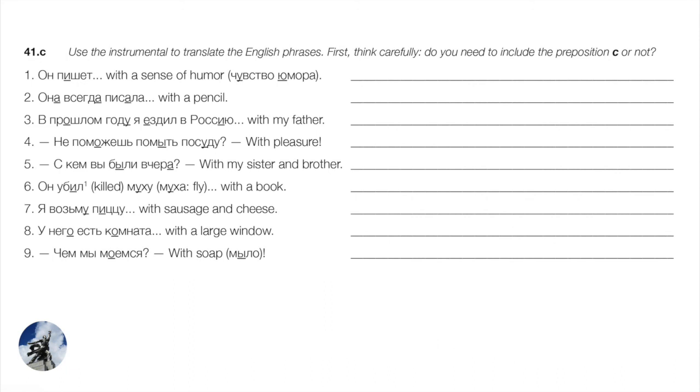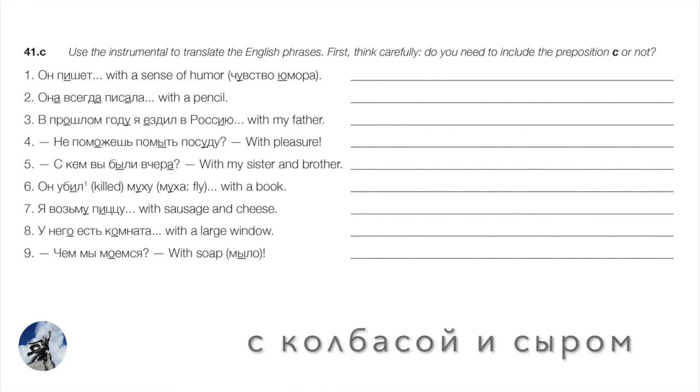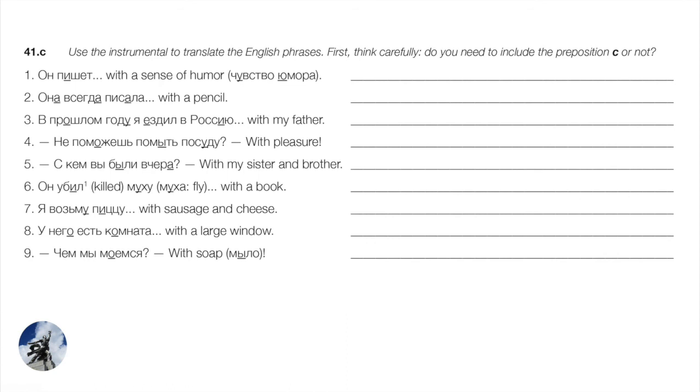Number six, he killed a fly with a book. Okay, он убил муху. Let's think about this. We're using the book as an instrument, right? Книга will become in the instrumental книгой. Он убил муху книгой. Number seven, I will take a pizza with sausage and cheese. Я возьму пиццу, with колбаса, с колбасой и сыром, right? Pizza с колбасой и сыром. We're talking about ingredients that are, so to speak, accompanying the dish.